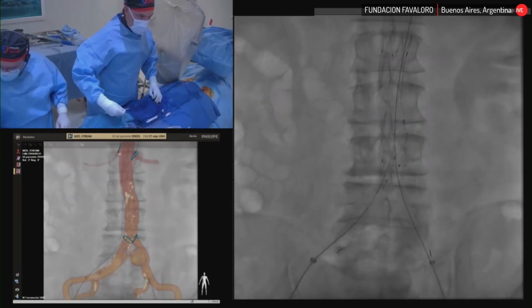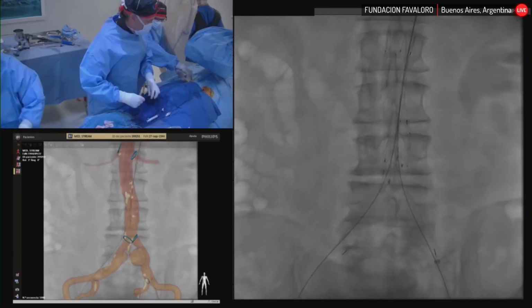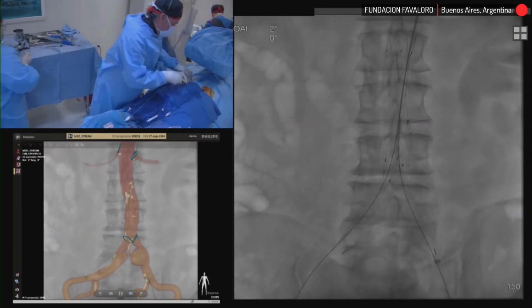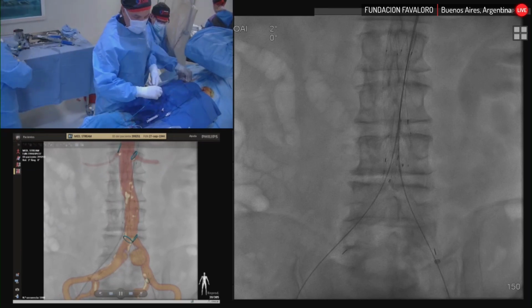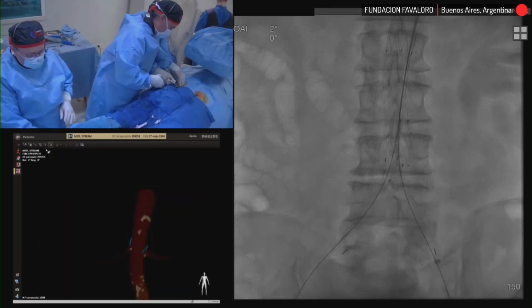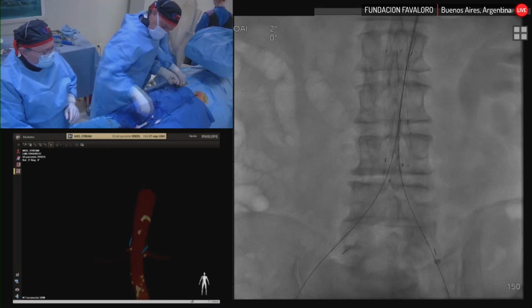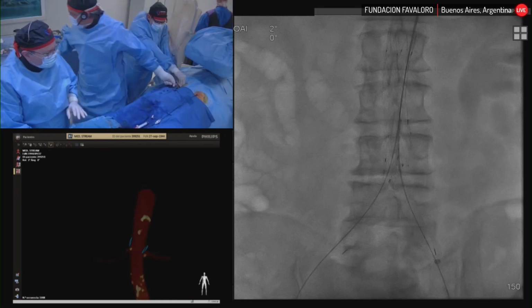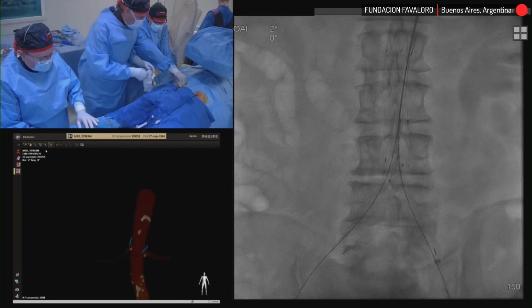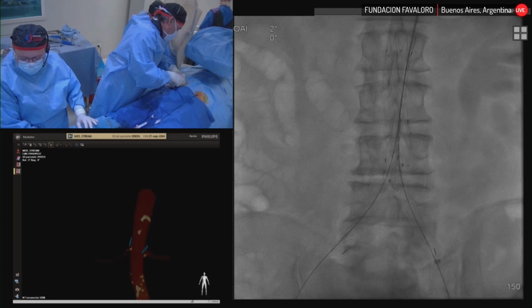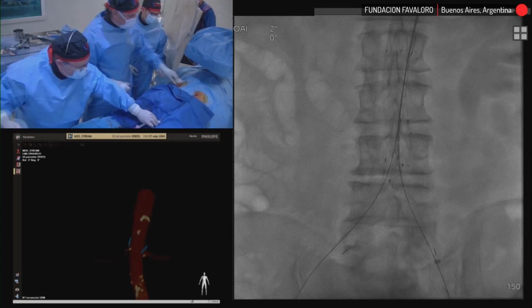So now we are going to introduce the unplugged wire. Joaquin is holding the groin. We are going to introduce a 6 French sheath. In these cases, we follow up the patient with CT scans at 3 and 6 months the first year, then one per year, and give all these kinds of patients aspirin and clopidogrel. You can observe that it's completely sealed.